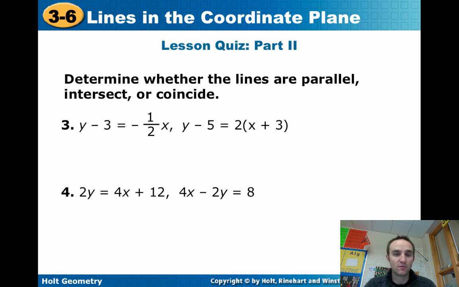Alright, for the first one, we have a slope of negative 1/2, a slope of 2, those are intersecting. More specifically, they're perpendicular, but for our case, we're only asking, are they intersecting? For the second one, we had to solve for y. They end up having the same slope, different intercepts, they are parallel.